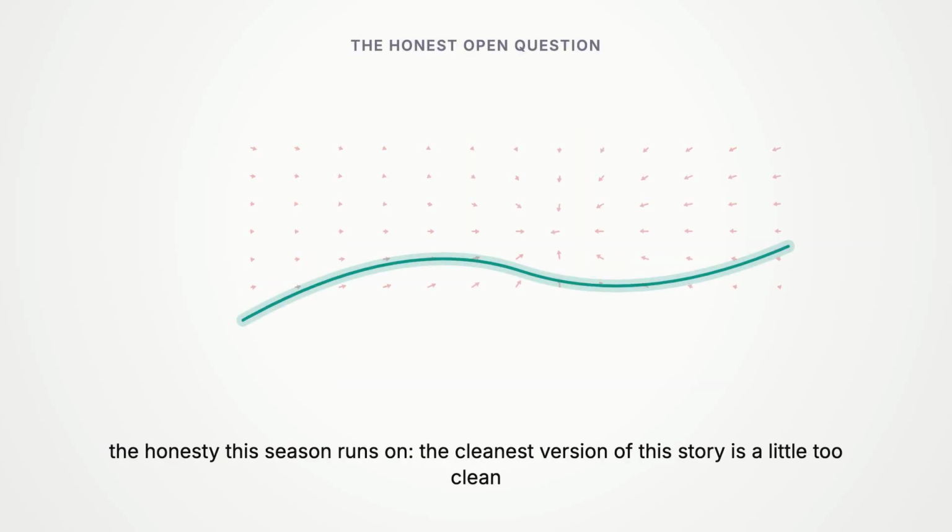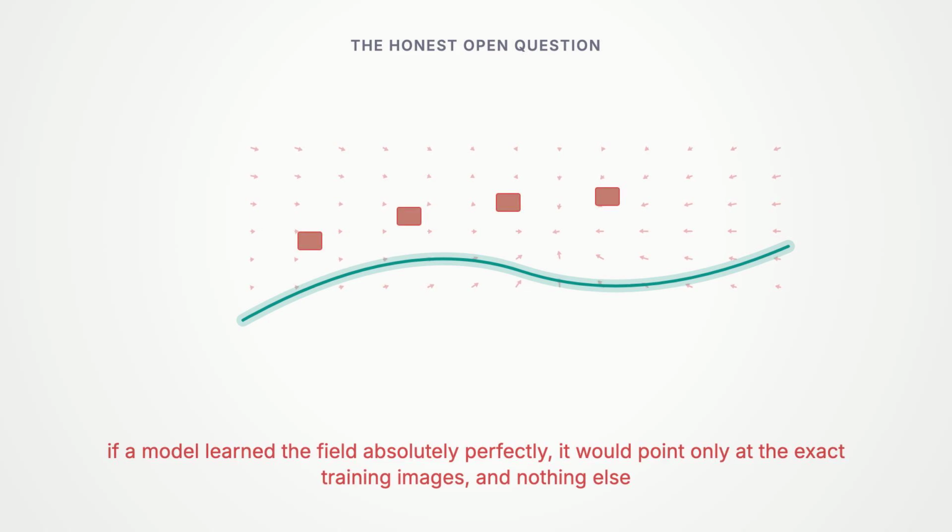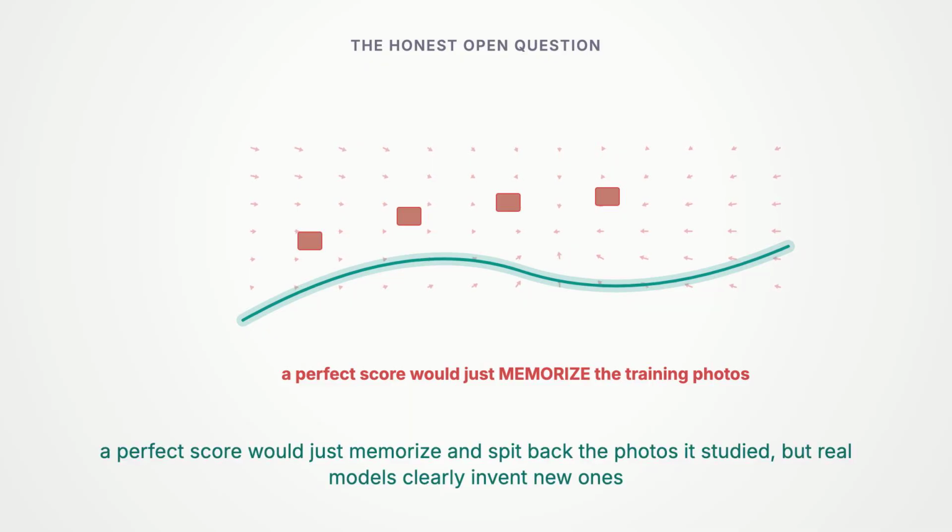Before we close, the honesty this whole season runs on, because the cleanest version of this story is a little too clean. I told you the model learns a field of arrows pointing toward the true distribution of real data. Here is the uncomfortable open question at the center of the field, right now. If a model learned that field absolutely perfectly, it would point only at the exact training images it was shown, and nothing else. A perfect score would just memorize. It would spit back the photos it studied, not invent new ones. But real models clearly do invent new ones, faces and scenes that were never in the data.